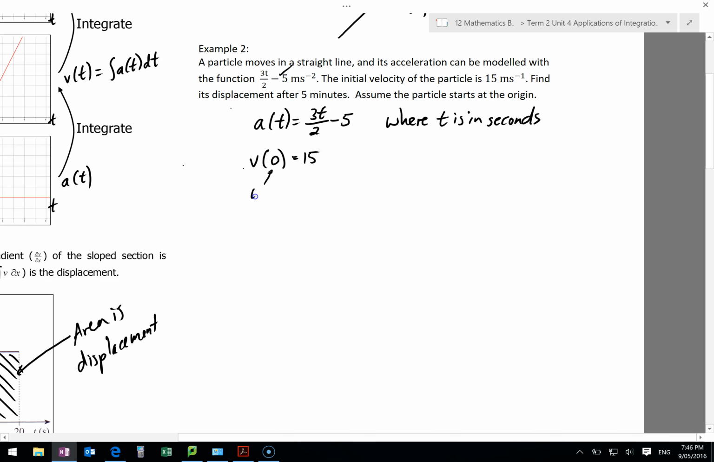Okay, this is t equals 0. What do we need to do? Put this in a box. Find its displacement after 5 minutes. That's what I need to do. Assume that the particle starts at the origin. So the initial displacement is 0. Okay, so these are all the things that I know.